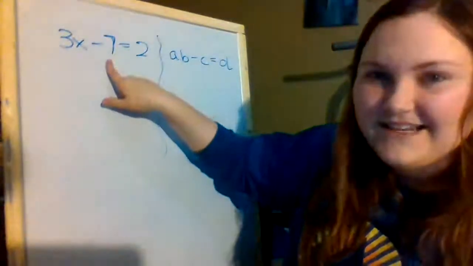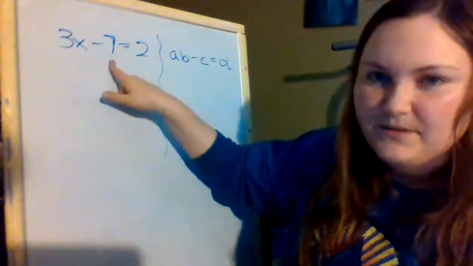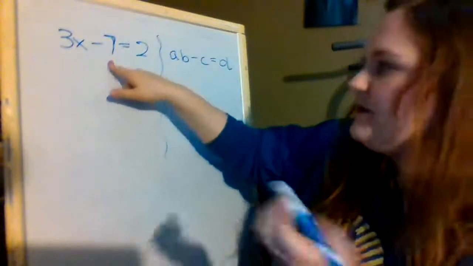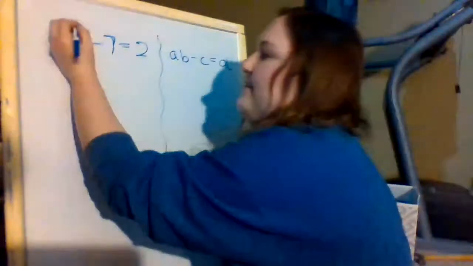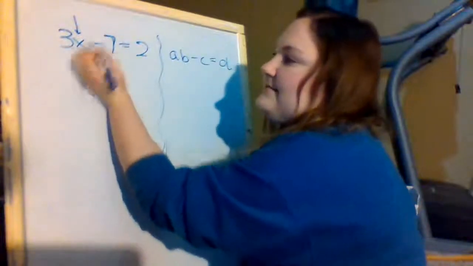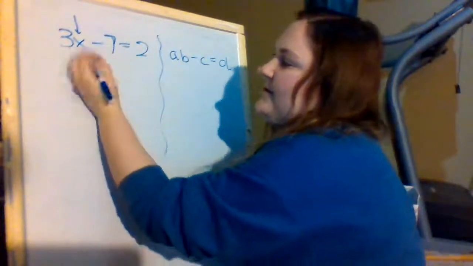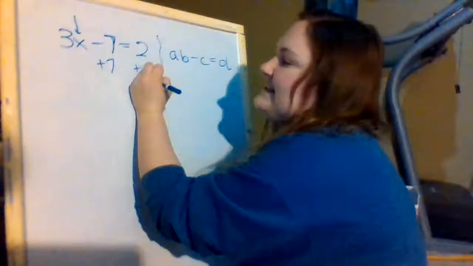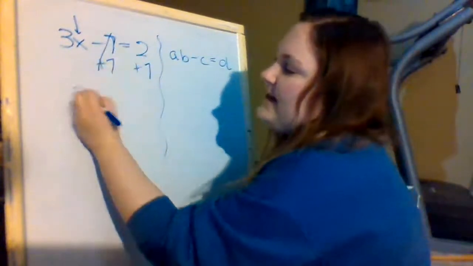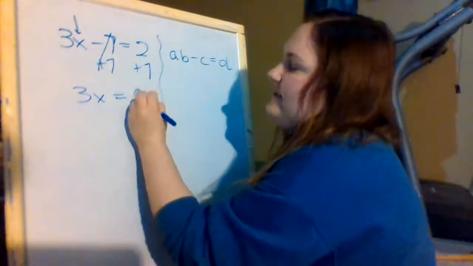Because the 7 is the constant. That constant is that number that doesn't have the variable. It's the number that's either being added or subtracted. So we always said if we want to solve for x, we would start with our constant, which is that minus 7. We solve by adding 7, which gives us 0 here, and we get 3x equals 9.